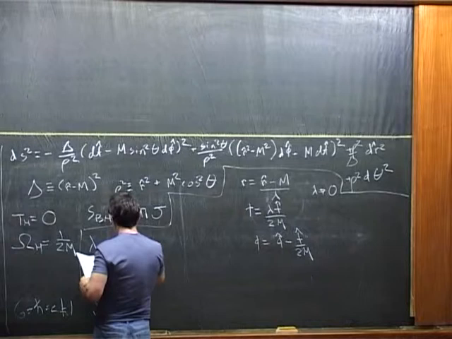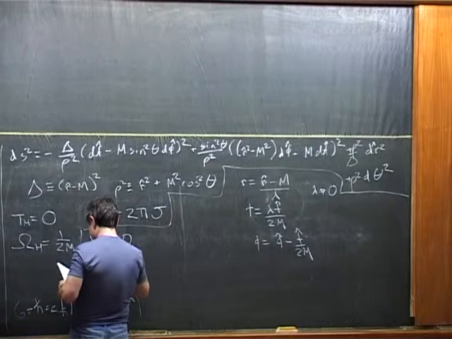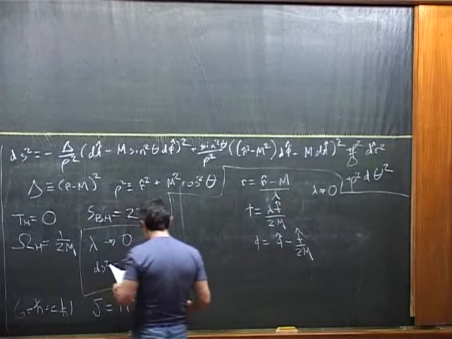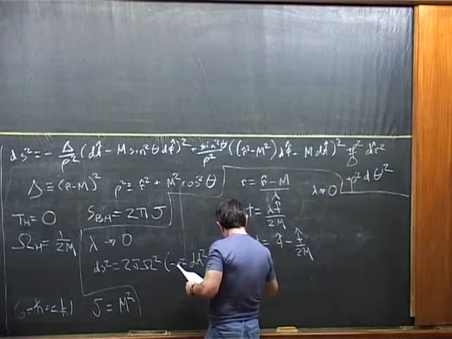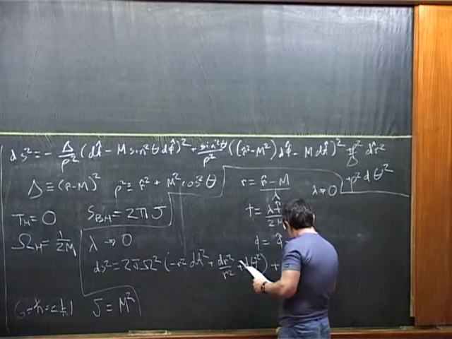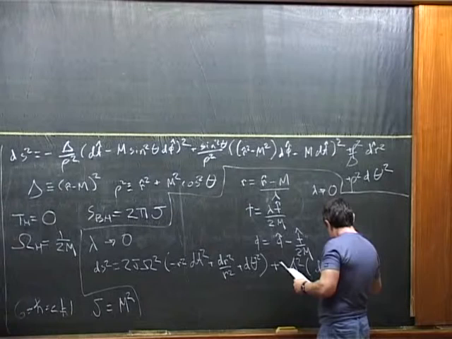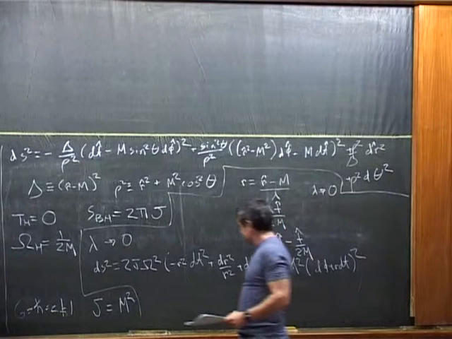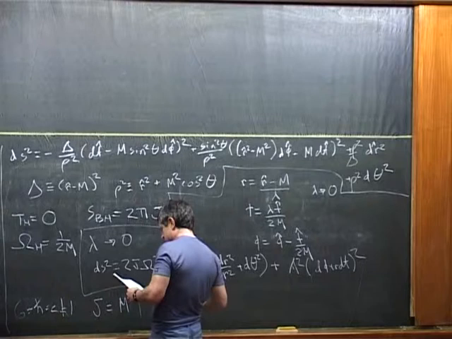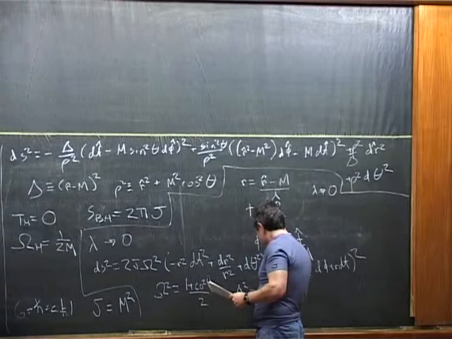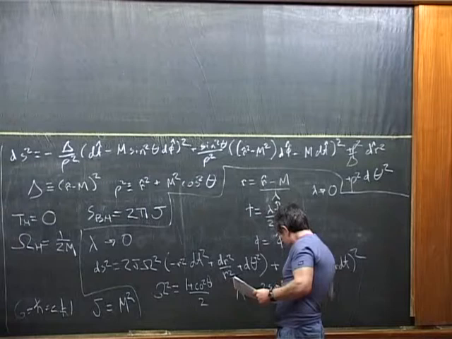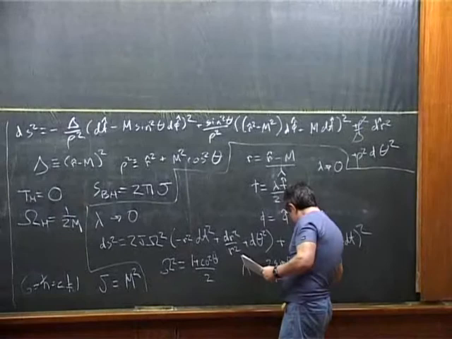What we end up with is the near horizon geometry: ds squared equals 2 J omega squared, I'll define this in a second, times minus r squared dt squared plus dr squared over r squared plus d theta squared, plus lambda squared times d phi plus r dt squared, where omega squared and lambda squared are functions only of theta, omega squared being (1 plus cosine squared theta) over 2, and lambda squared being 2 sine theta over 1 plus cosine squared theta. And that's the answer.